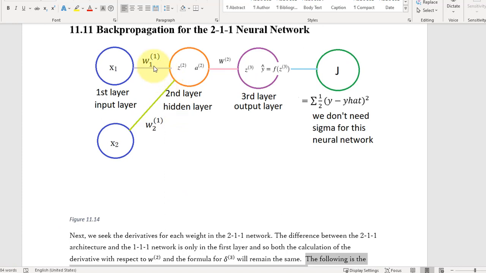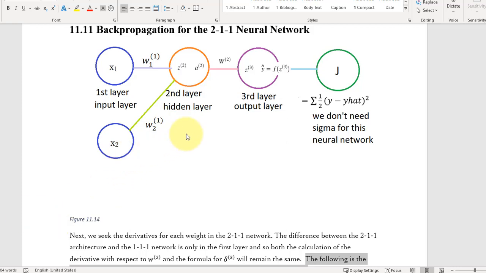So we have two weights here, so this is possibly going to give us different results than before, but we still want to calculate the derivative of J with respect to w11 in order to figure out how much we should update w11 by. And then we also will want to calculate the derivative of J with respect to w12 in order to figure out how much we should update w12 by.